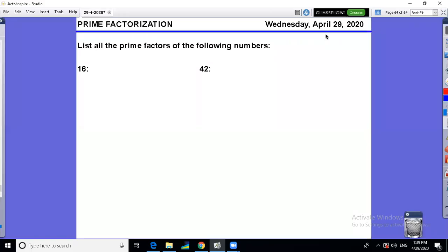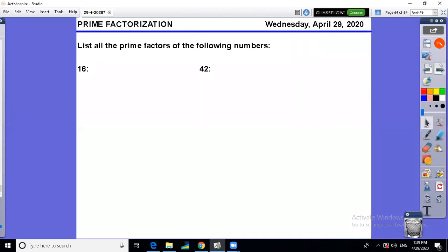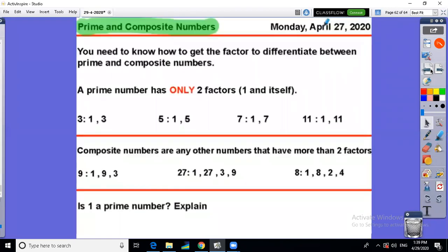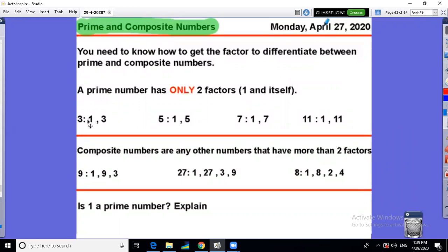Hello, Year 5. In this video, I'm going to summarize all what you took in today's session about prime factorization. Before starting to talk about prime factorization, we need to revisit an old concept that we took earlier this week, which is prime and composite numbers. Prime numbers are the numbers that have only two factors.